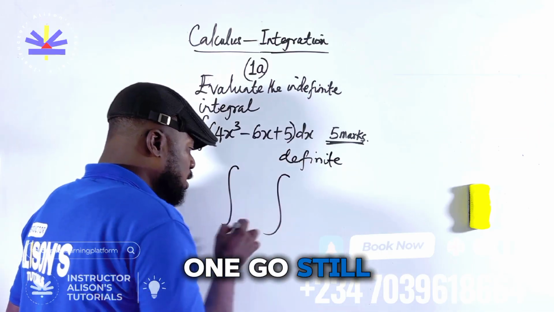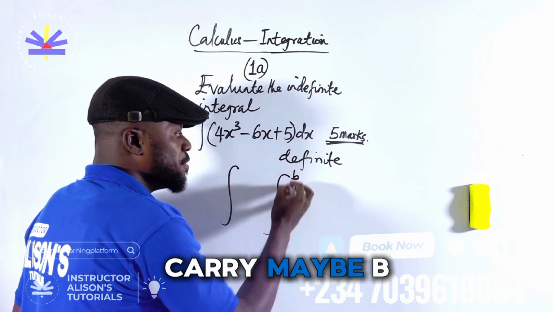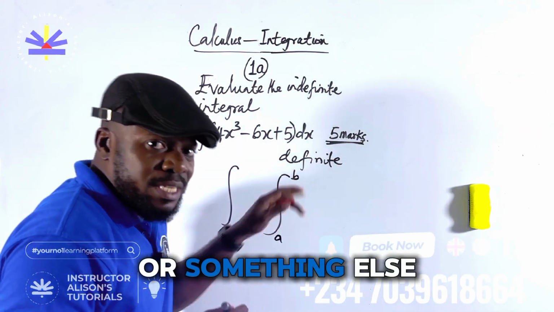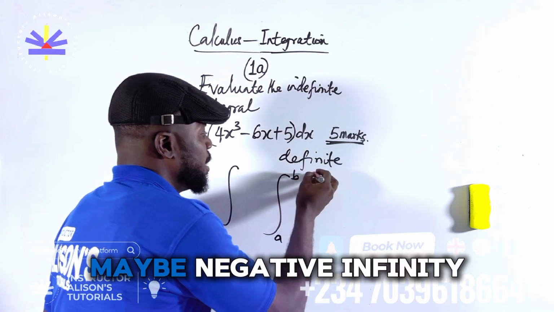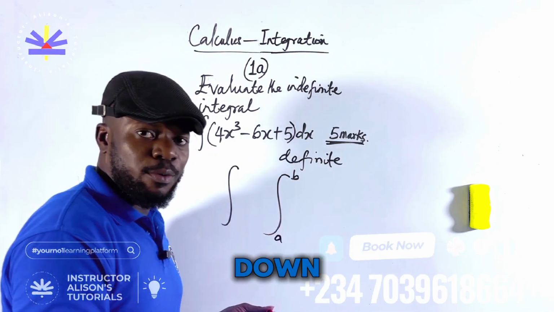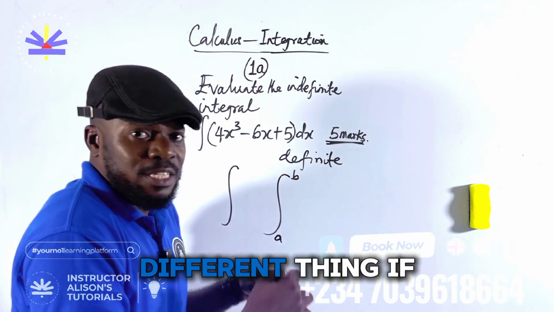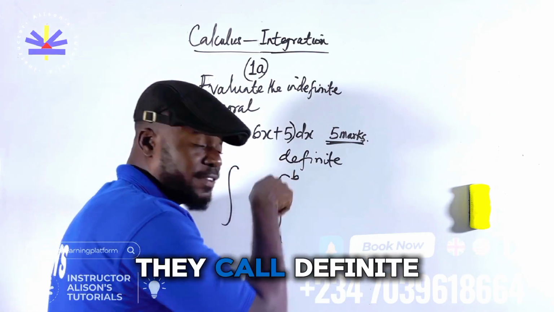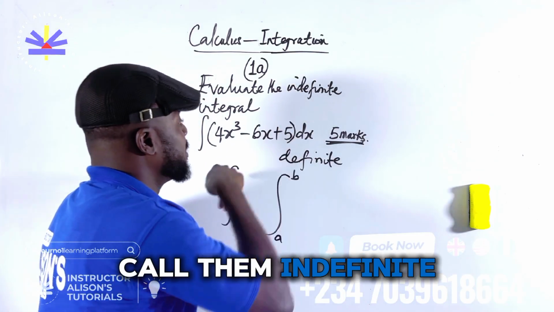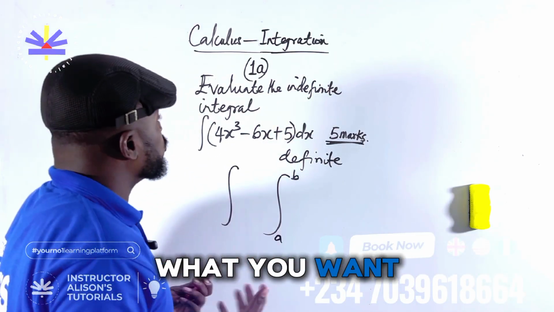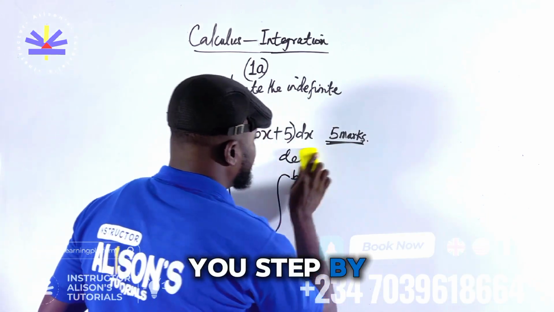If they talk about definite integral, it means that one go still there like this, but you go fit carry maybe b for up and a for down, or something else for up. If it be maybe negative infinity and 0 for down, if it be different numbers, different things if it there. And that one where they call definite integral. This one they call an indefinite integral. So now what we want to do, we want to solve this one. I'm going to show you step by step.